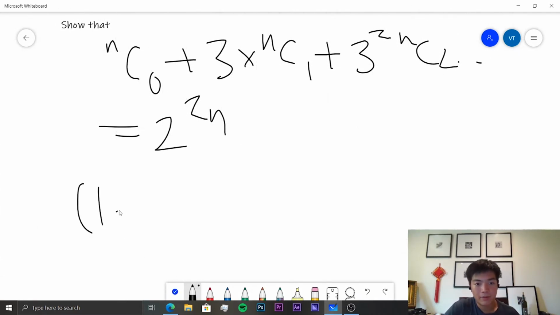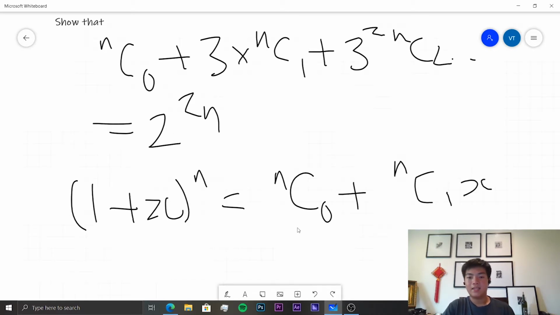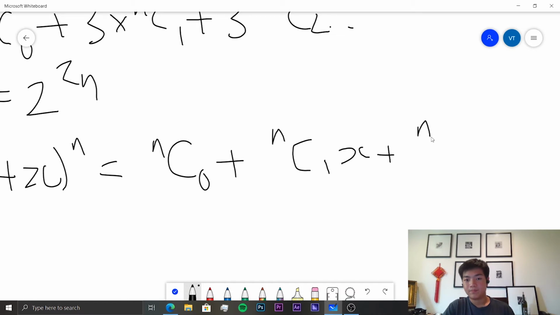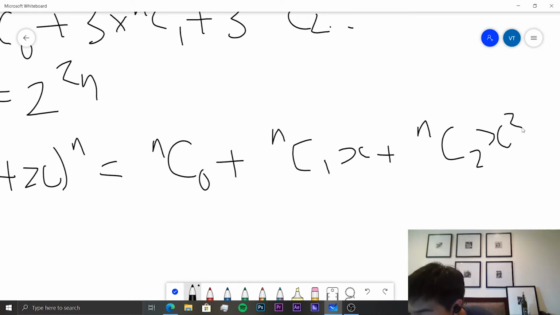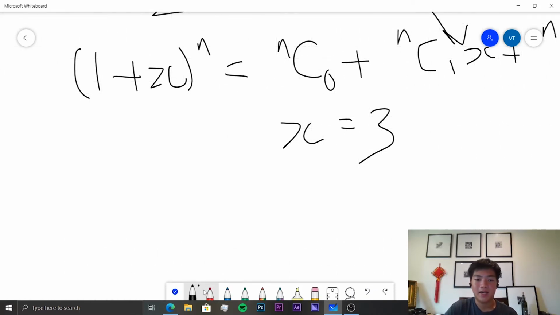So if you remember, the (1 plus x) to the n binomial expansion is equal to n choose 0 plus n choose 1 x plus n choose 2 x squared, and so on. And from this, since it's more or less substituting 3 into x's position, we know that x is equal to 3, and so we can substitute that in here.